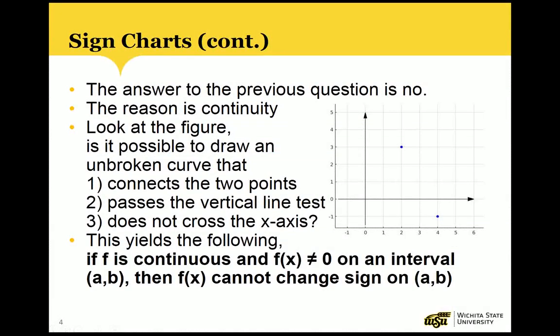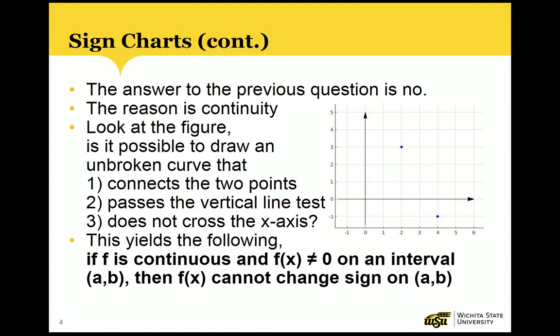The answer to the previous question is no. The reason for this is continuity. If we look at the figure on the right, we ask ourselves, is it possible to draw an unbroken curve that connects the 2 points, passes the vertical line test, and does not cross the x-axis? And try as you might, it's absolutely impossible.